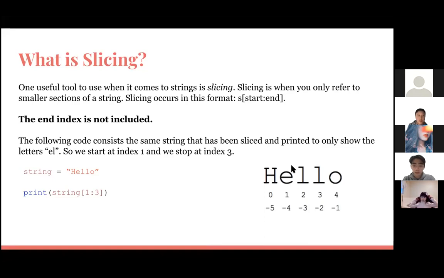And basically the syntax of slicing is we have our string at the start. So as you can see, we have an example here. So S, and then we have a bracket, and then we have a start, colon, and end.